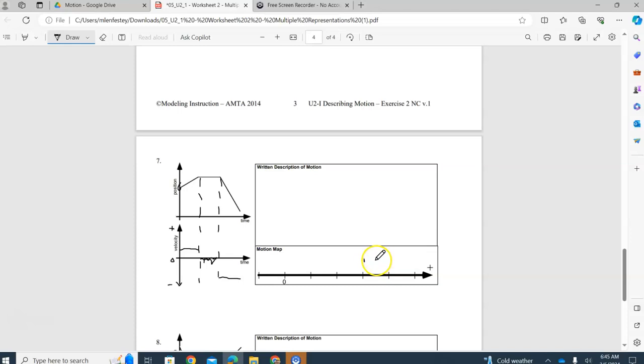So maybe I put a dot here, and then a dot here maybe. Then it stops for a little bit. So I put a dot, maybe another dot. And then it moves in the negative direction really fast. So maybe a dot here, maybe a dot here. Let me go ahead and put my velocity arrows in.